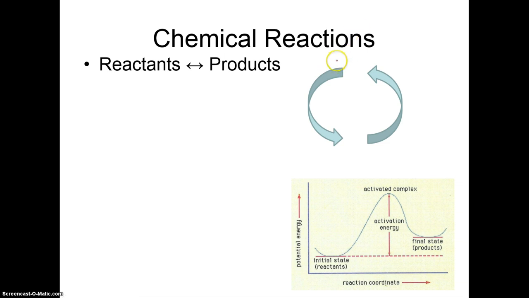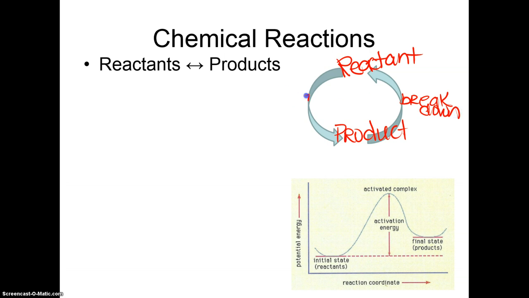If you take a look at the double arrows, what it's trying to do is show you that a reactant is going to combine with another reactant to produce your product. But then your product can also be broken down to become your reactants again.